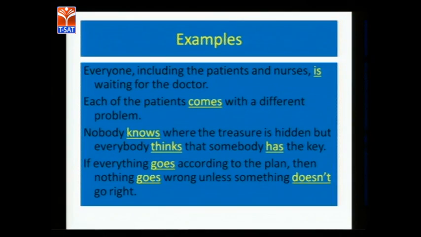What is the usage? Everyone, including the patients and nurses, is waiting for the doctor. Okay? You notice "is." We're not saying "are," although there are a lot of patients, there are a lot of nurses, and there are a lot of other people. All of them collectively are waiting for the doctor. But when you use "everyone," not "all," you have to use "is waiting for the doctor." Everyone, including the patients and the nurses, is waiting for the doctor.